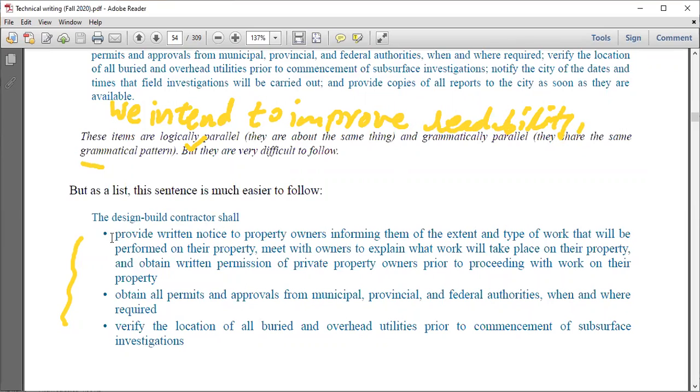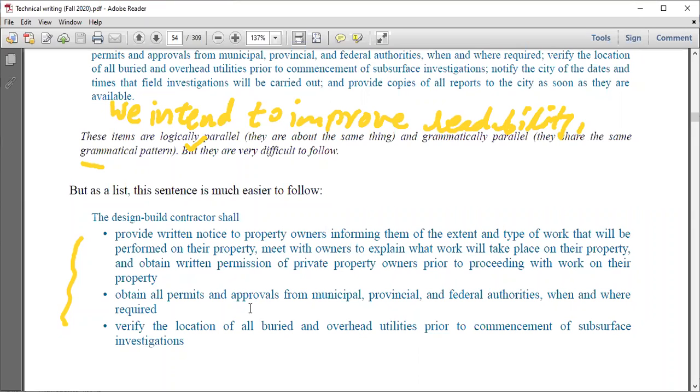For example, the first bullet says provide written notice to property owners informing them of the extent and type of work that will be performed on their property, meet with the owners to explain what work will take place on their property, and obtain written permission of private property owners prior to proceeding with work on their property. Now here it says the design build contractor shall do this. This all was related to the property and the owner.